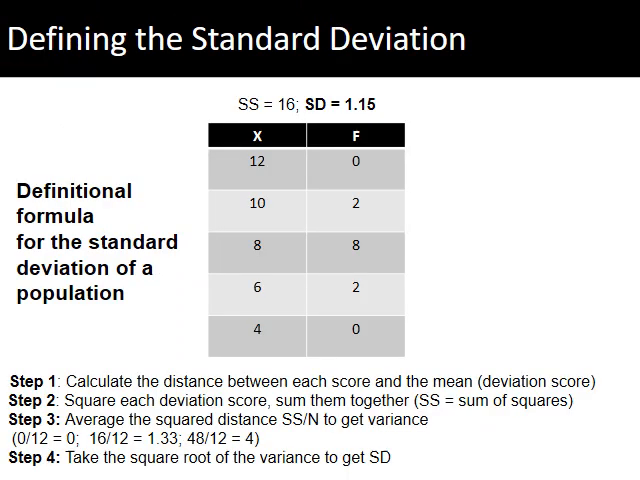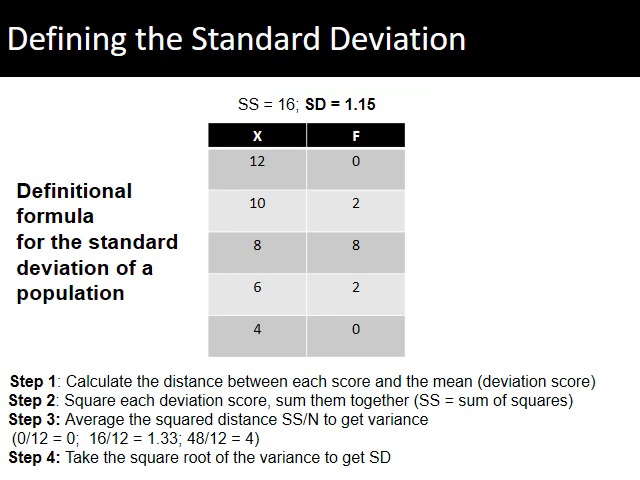Okay, so here's a previous example we worked through, the middle distribution from the 3 we worked through before, where the sum of squares is 16. The variance was 1.33, and the standard deviation was 1.15. We took the sum of squares, 16, and divided by big N, 12, to arrive at the variance of 1.33. So this is the definitional formula for the standard deviation of a population.